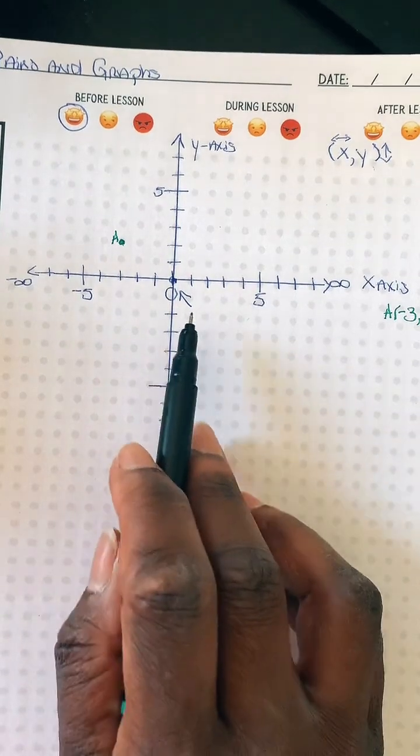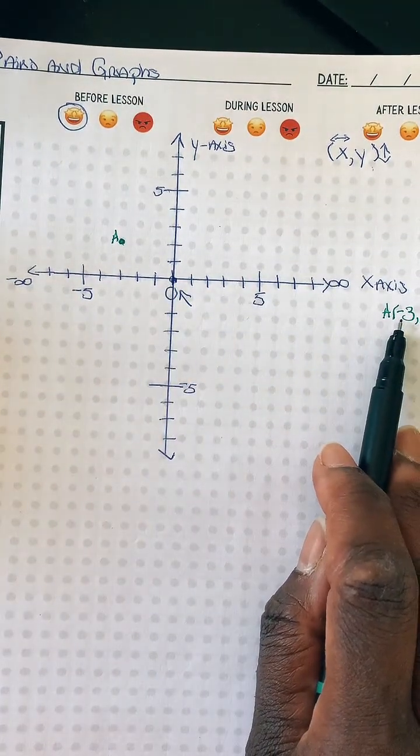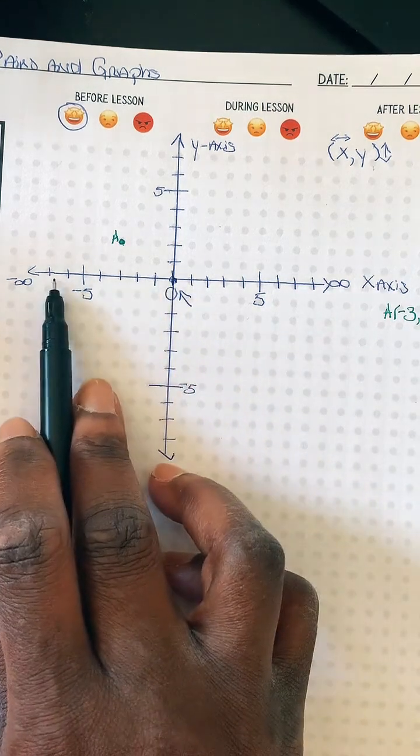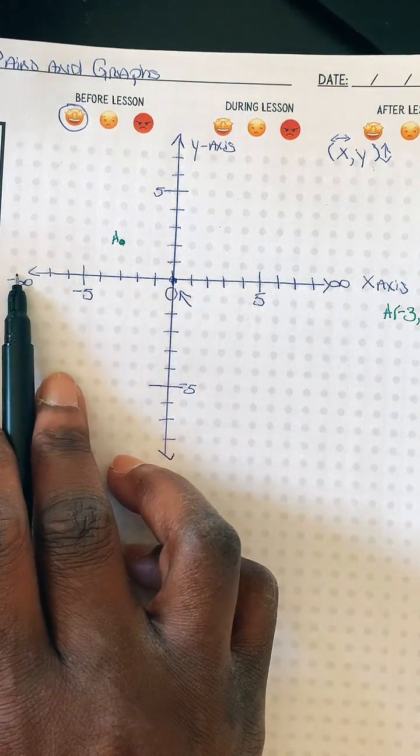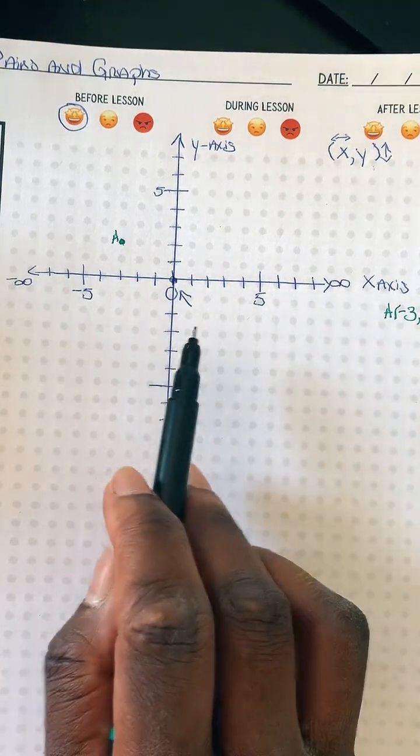So again, I start here at the origin. My x is negative, which means I'm going to the left. All my negative integers are going to the left. My positive integers are always going to the right.